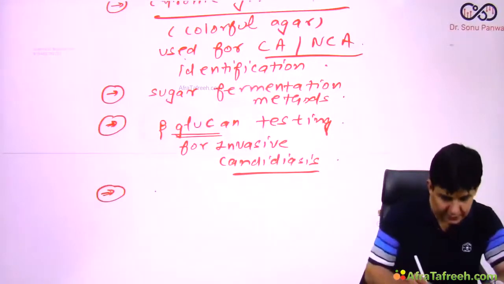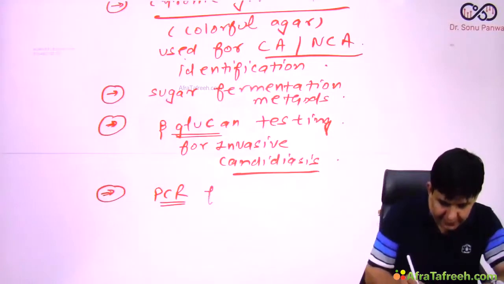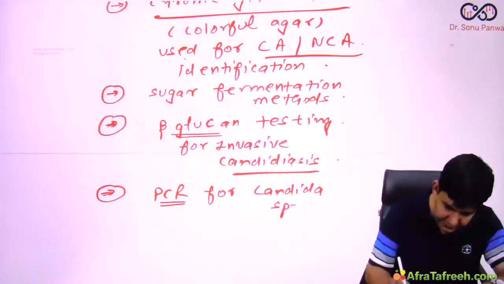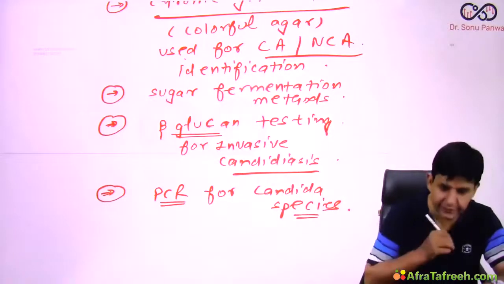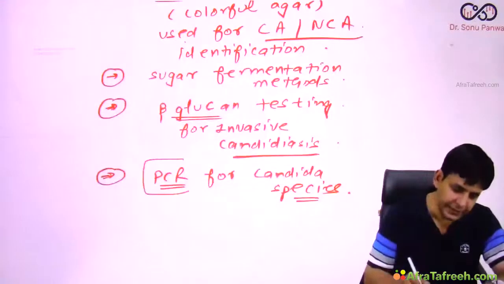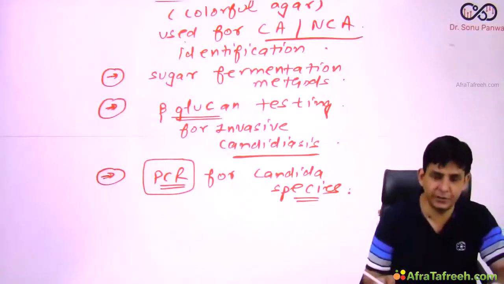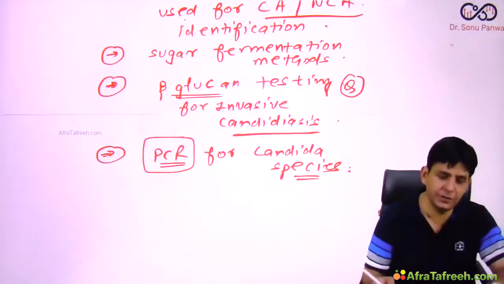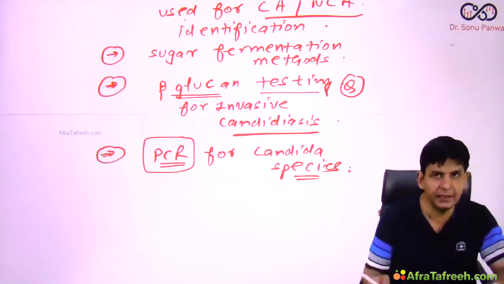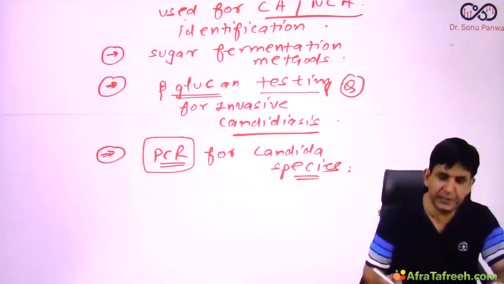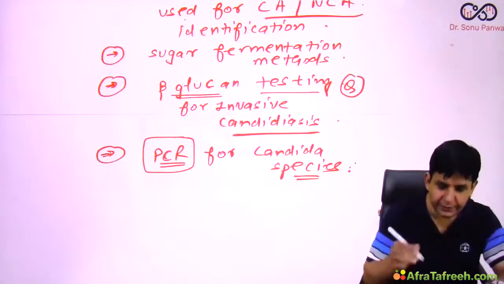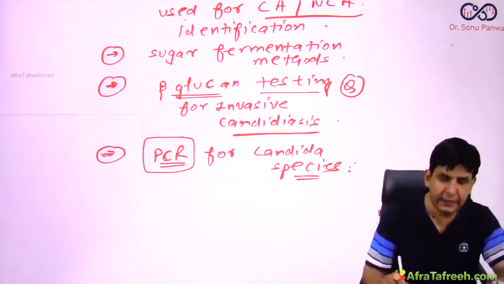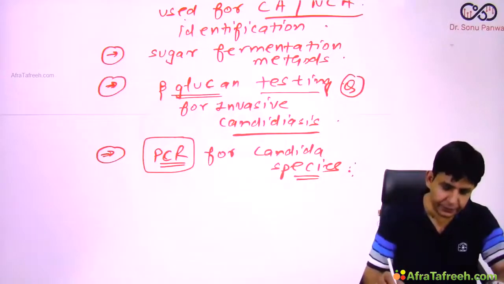Besides this, nowadays we have PCR for the various Candida species to get identified. Okay, so we can go for PCR for the various Candida species to be identified. And this was asked in AIIMS, that beta glucan testing is used for, so remember, one of them is candidiasis. So PCR for Candida species is very commonly done nowadays to identify the various Candida and non-albicans Candida species. Okay.